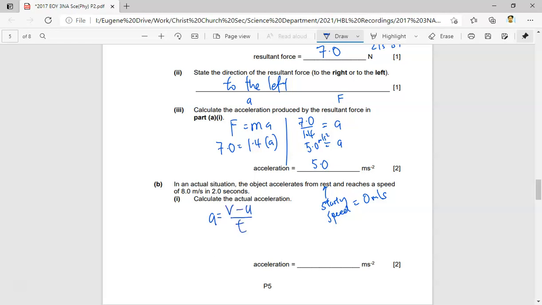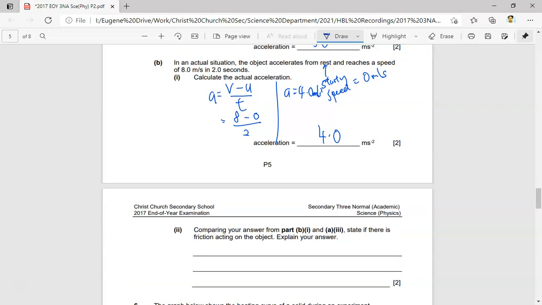initial speed divided by the time taken. If it starts from rest, the u is equal to 0. We know the final speed is 8, and the time taken is 2 seconds. So you realize I substitute the values here. Remember, v is the final speed, u is the starting speed, and t is the time taken to reach the final speed. Based on this, a is equal to 4.0 meters per second squared. So the acceleration is 4.0 meters per second squared.